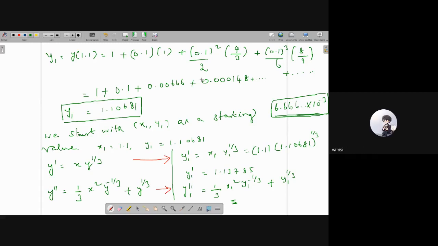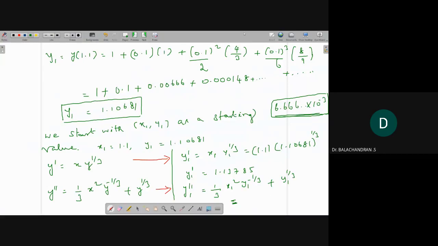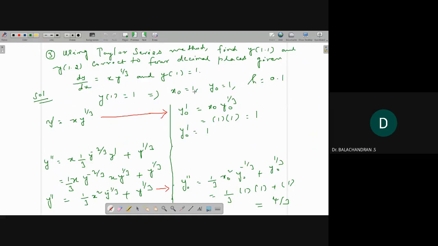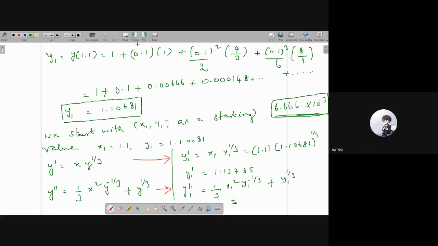Sir, can't we calculate by changing the h value to 0.2 instead of differentiating again and again? Yes, it's much easier. But the procedure is you should follow this procedure only. H is equal to 0.1 only. Sir, let us consider y1 equal to y of 1.2. So that h value becomes 0.2, sir.